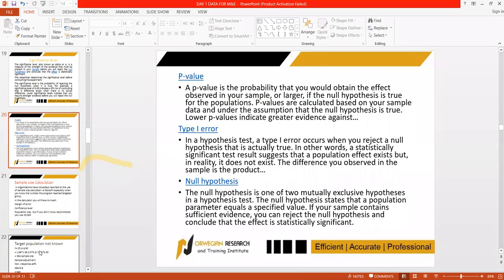Okay. Now, what about a p-value? A p-value is the probability that you will obtain the effect observed in your sample. The p-values are calculated based on your sample data and under the assumption that the null hypothesis is true. Yes. Then you have type 1 error and type 2 error. Type 1 error occurs when you reject a null hypothesis that is actually true. Now look at this: I reject a null hypothesis which is true, that is type 1 error.